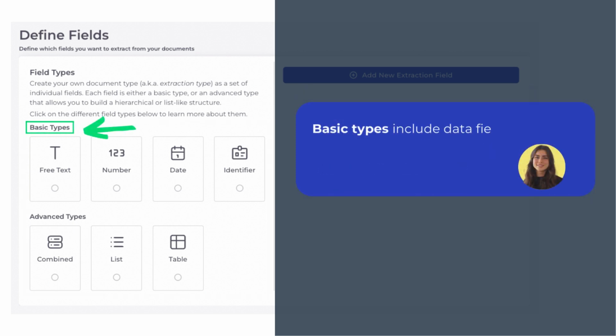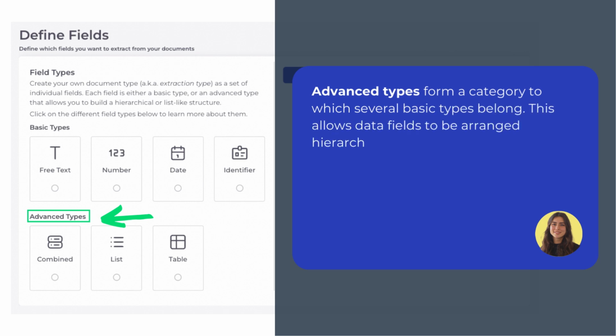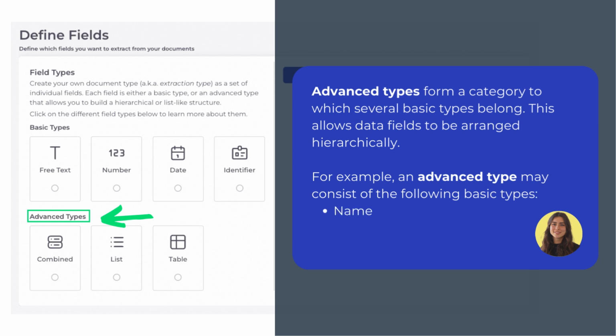Basic types include data fields that contain a single value, such as a name or a date. Advanced types form a category to which several basic types belong. This allows data fields to be arranged hierarchically. For example, an advanced type may consist of the following basic types: name as free text, age as number, and personal number as identifier.